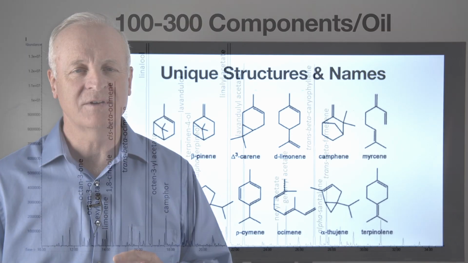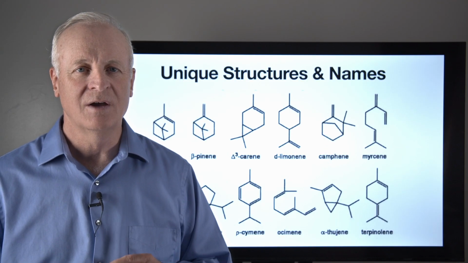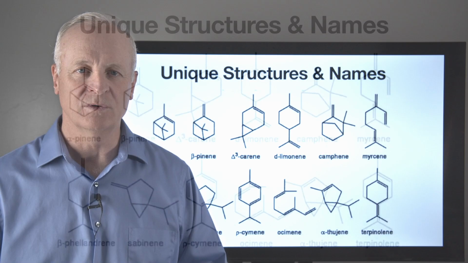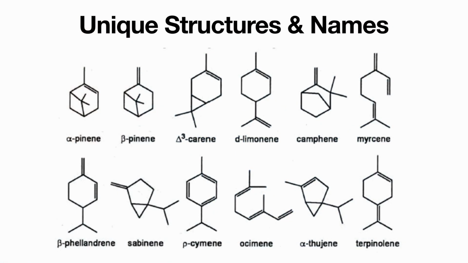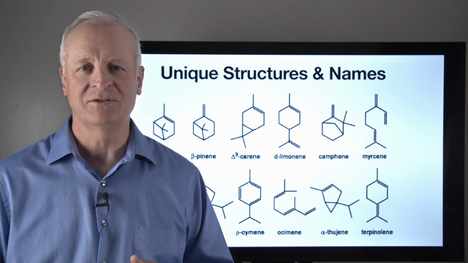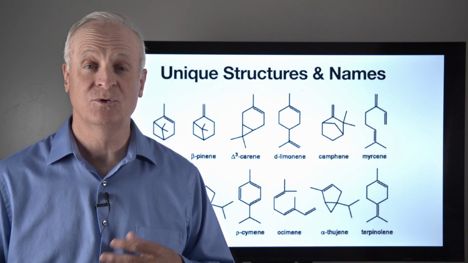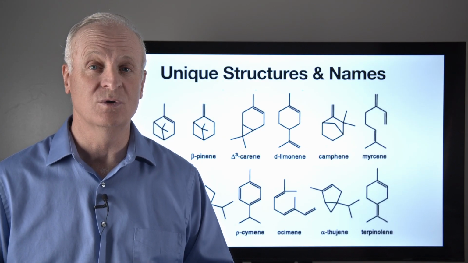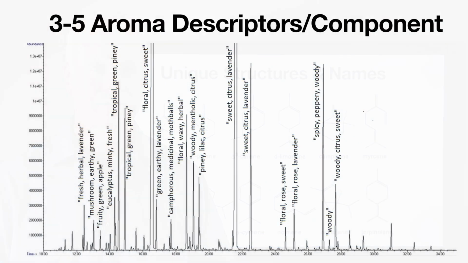Now let's look at some of the structures of the essential oil molecules. Now look at these. Do they look exactly the same? No, they're different. And the GC uses the difference in the chemical structure to be able to separate these molecules. Each one of these molecules has a name, a scientific name. Sometimes they have two or three names. In this case, we're showing you the most common names.